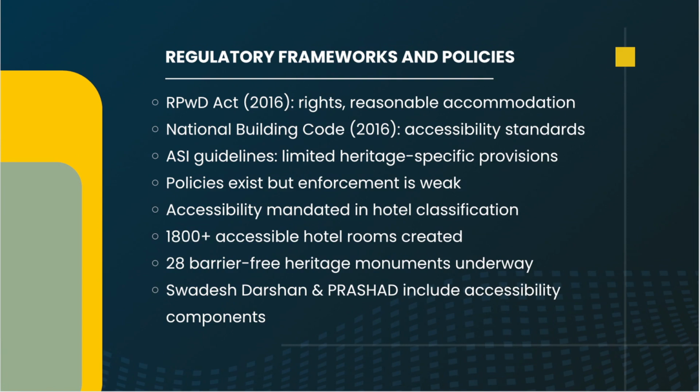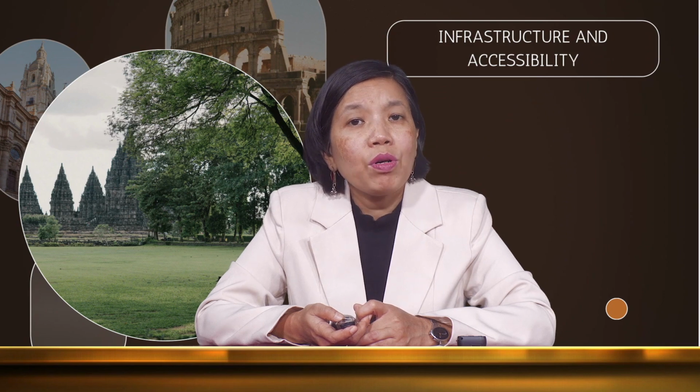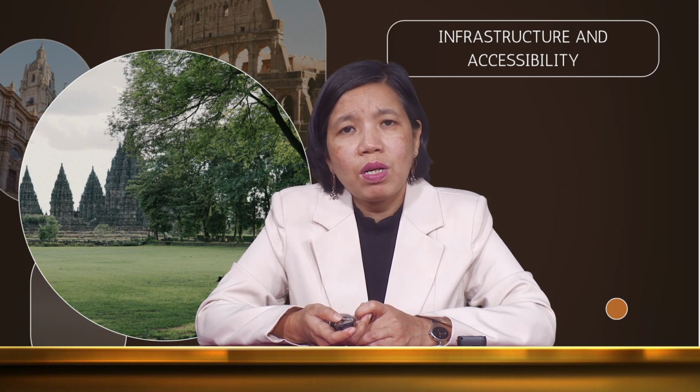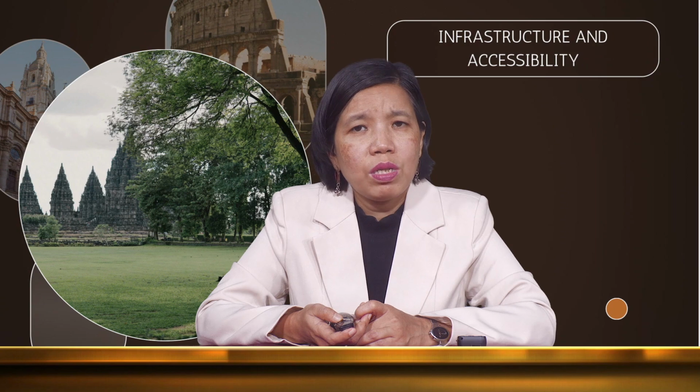The findings reveal that Indian regulatory frameworks provide limited and fragmented provision for accessibility. While accessibility is acknowledged in policy documents, the guidelines are often general, non-specific, and weakly enforced, particularly in the context of heritage sites. There is a lack of typology-specific standards, meaning the different categories of heritage, for example, monuments, museums, and archaeological sites, are not addressed with tailored accessibility measures.